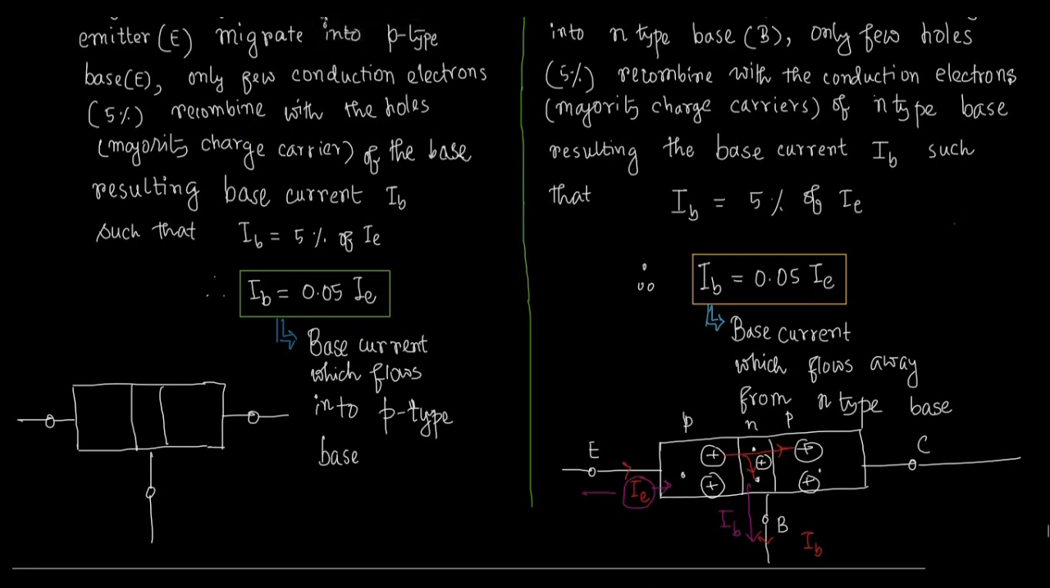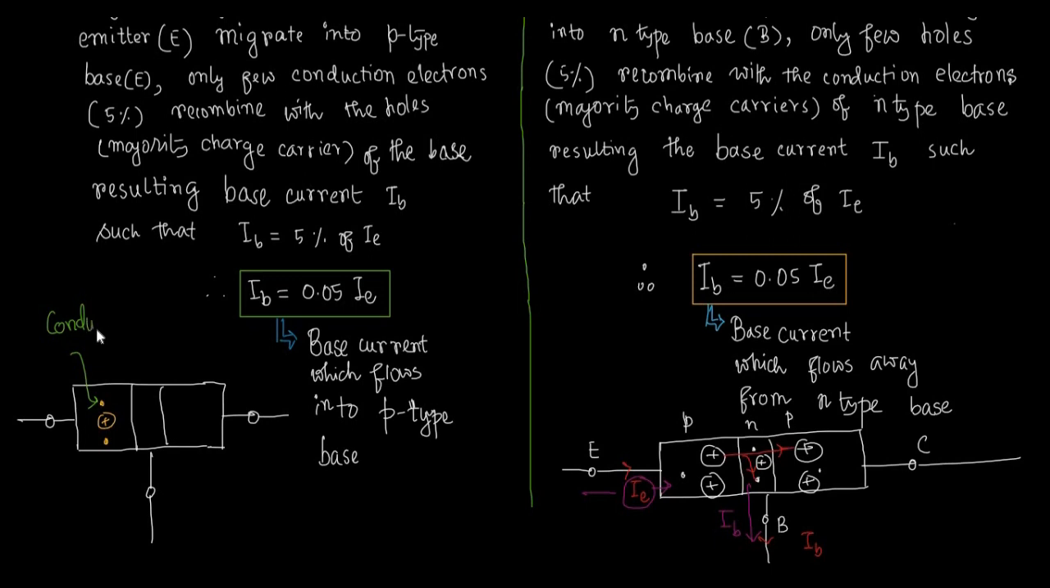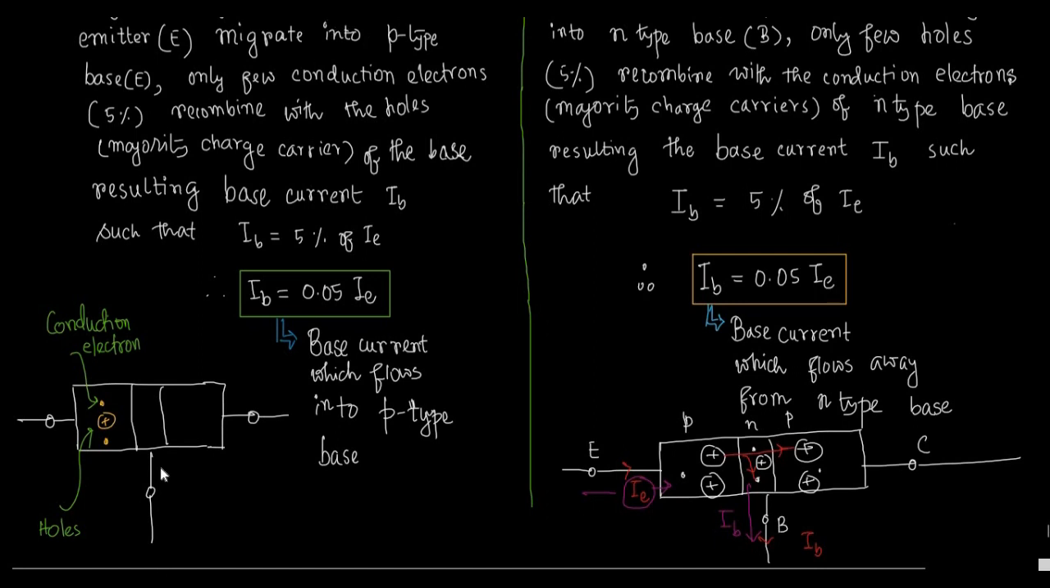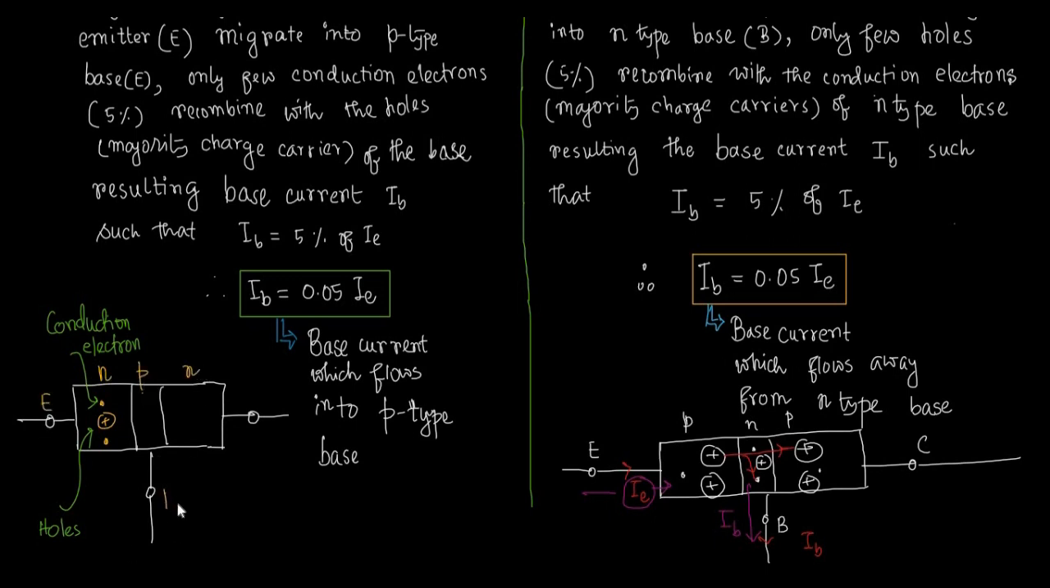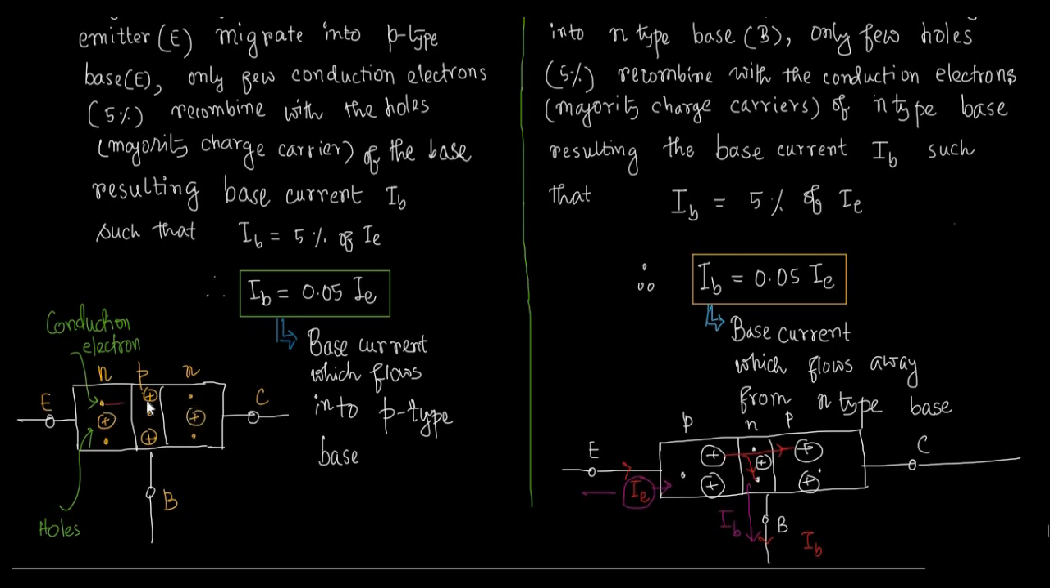On the left hand side, we can draw NPN transistor. We can denote the majority charge carriers. Dot means conduction electrons in n-type emitter, and circle positive sign means holes existing in n-type emitter. And this is p-type base, which will be sandwiched between n-type emitter and collector. E is the emitter, B is the base, and C is the collector. Holes are the majority charge carriers in p-type base, and conduction electrons are the majority charge carriers.